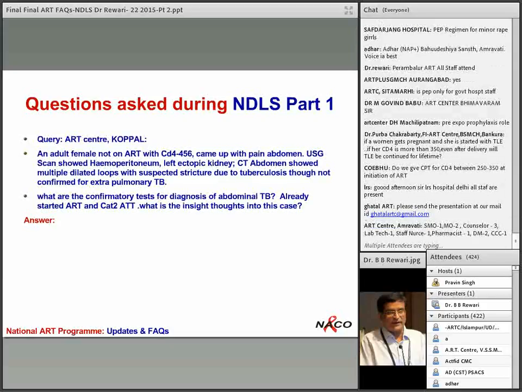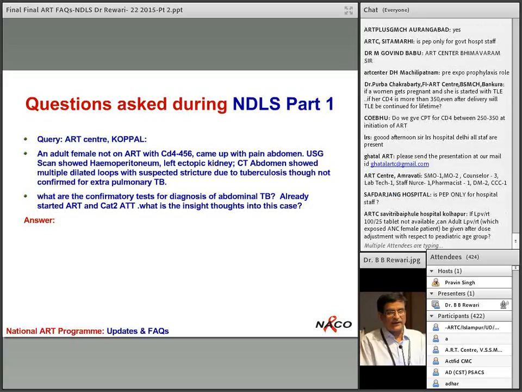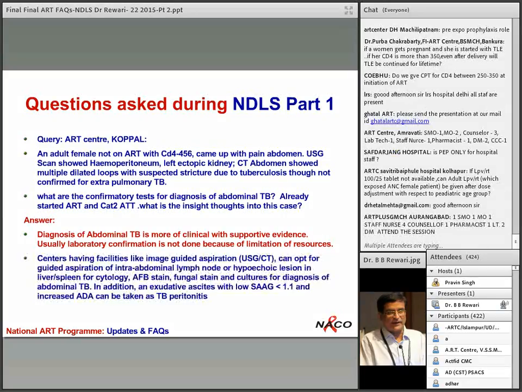Okay, the question was, an adult female not on ART with CD4 456 came up with abdominal pain. USG shows hemoperitoneum, left ectopic kidney, abdominal X-ray shows multiple dilated loops, basically suggesting extrapulmonary tuberculosis. Basic question, it is not easy to answer in 1 minute, but I am sure Kopal must have asked their center of excellence what to do in this and must have taken care of the patient. Basically, diagnosis of abdominal tuberculosis sometimes is more clinical with supporting evidence, and laboratory confirmation, particularly biopsy, may be difficult because of limitation of resources.